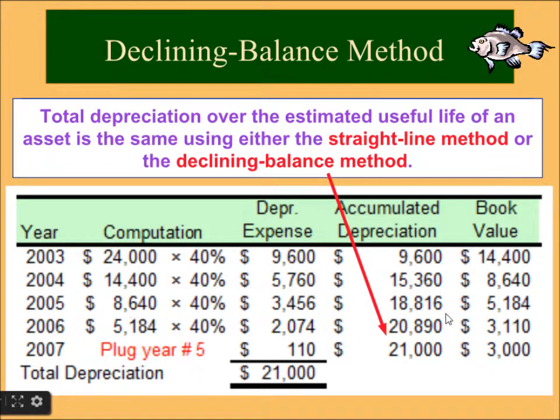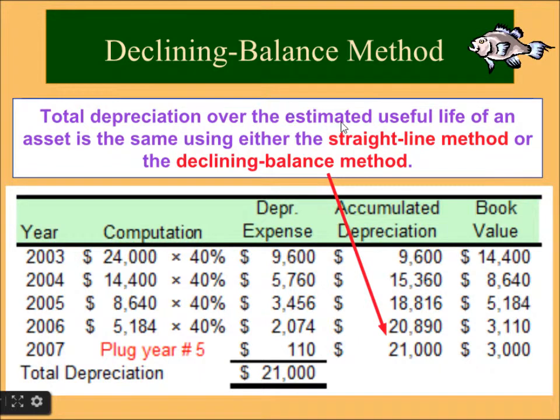Similarly for 2006 we'll calculate, and we will keep on calculating until we get to the salvage value, which is always greater, because salvage values cannot be negative. So we keep on depreciating until the value would become negative, and then we skip that year, and the salvage value comes to be $3,000.